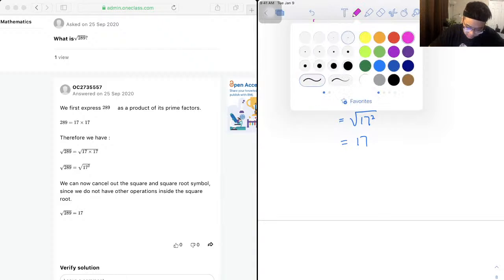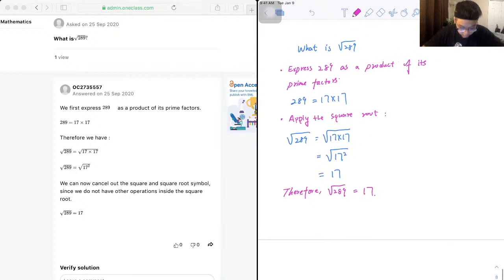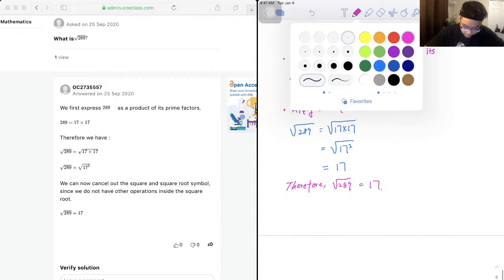So now we can write our conclusion. Therefore, root 289 is equal to 17. Yep. So that's all we have for this question.